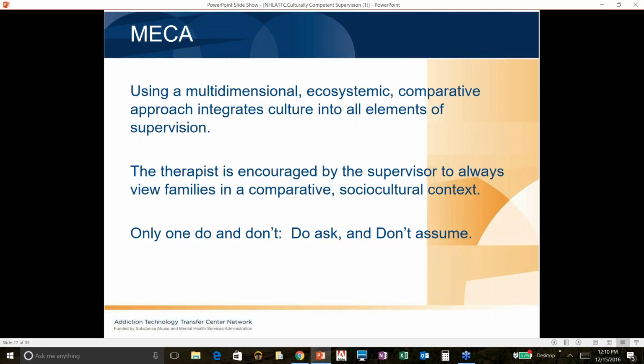So using this MECA, it integrates culture into all elements of supervision. Every problem, every decision is based in that, and there's an understanding of that. The therapist is encouraged by the supervisor to always view families in that comparative socio-cultural context. And there's only one do and don't: do ask and don't assume, and that's cultural competence overall.